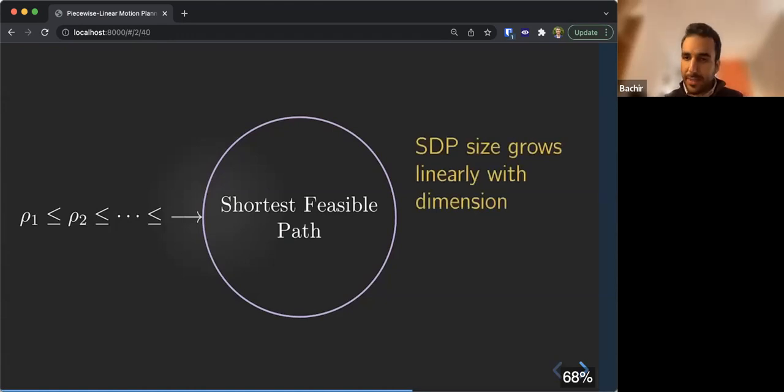And the really nice thing is that each one of these bounds, you can compute with a semi-definite program whose size grows linearly with the dimension. It's a crucial property here and a little bit unexpected, because if you work with sampling-based techniques like RRT, you would expect that the running time will scale exponentially with the dimension. Each time you add a new dimension, you multiply the number of things you have to do. So things scale exponentially, while here, these semi-definite programs scale linearly.